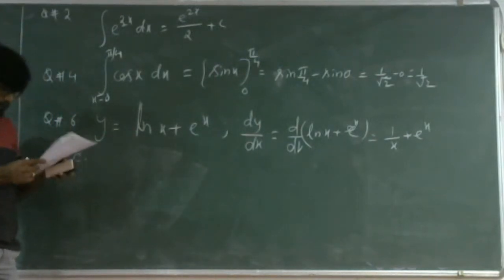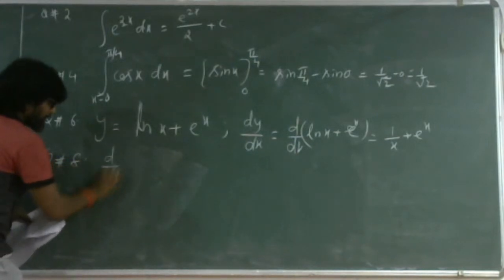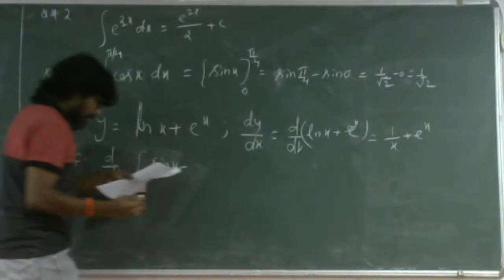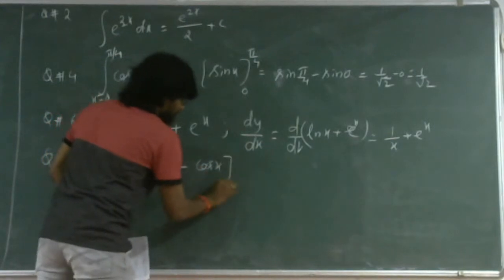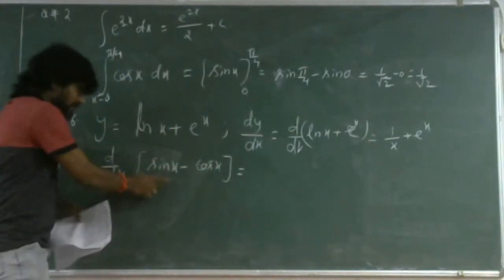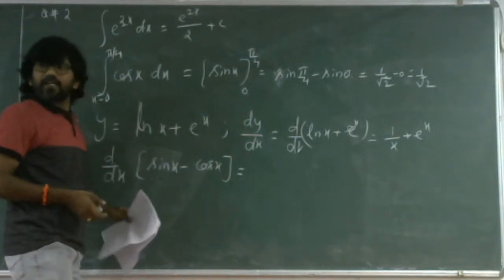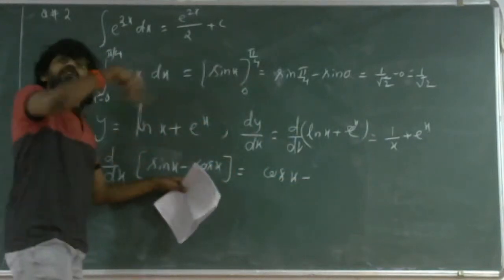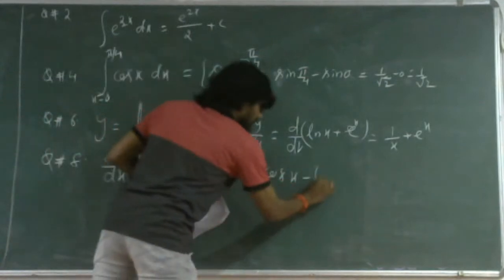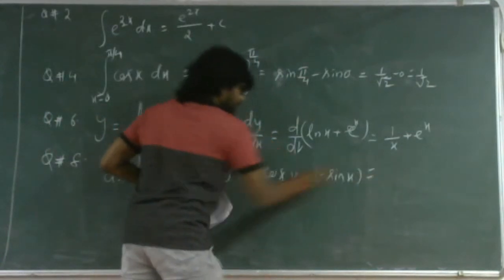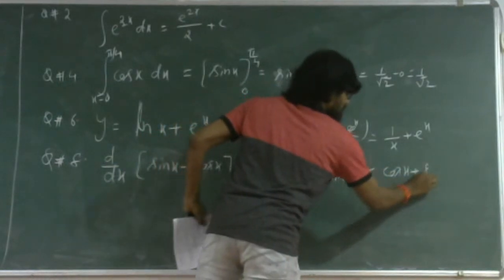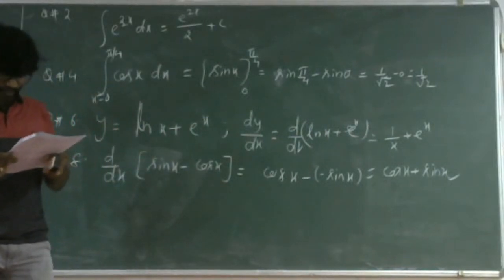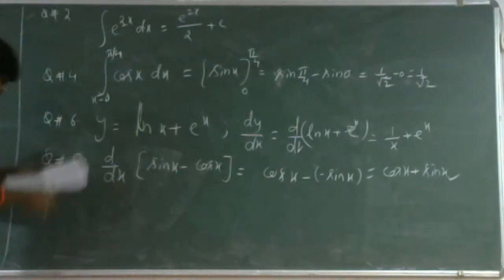Next, question number 8. d by dx of sin x minus cos x is equal to what? So d by dx of sin x minus d by dx of cos x, right? So d by dx of sin x is cos x, minus d by dx of cos x, which is minus sin x. So minus of minus sin x. So it is equal to cos x plus sin x. So option 3. Right, 3.